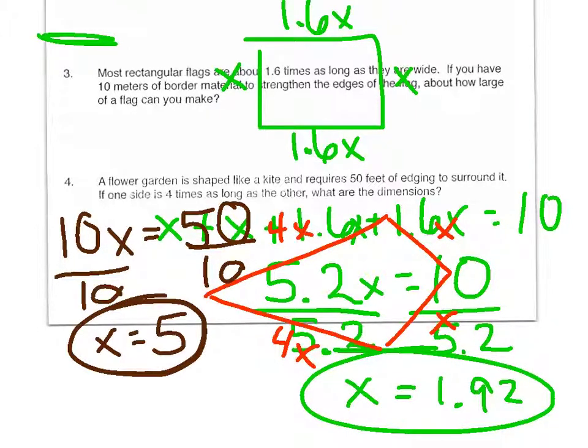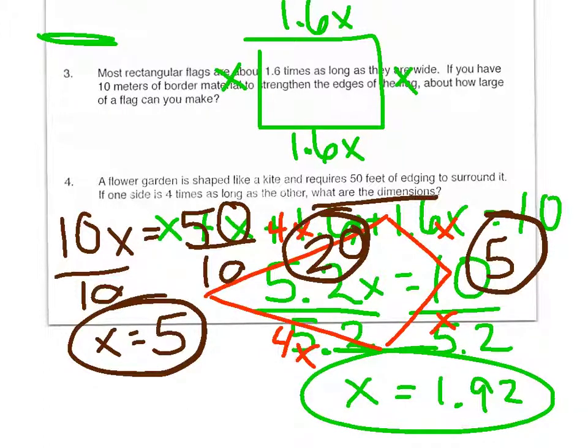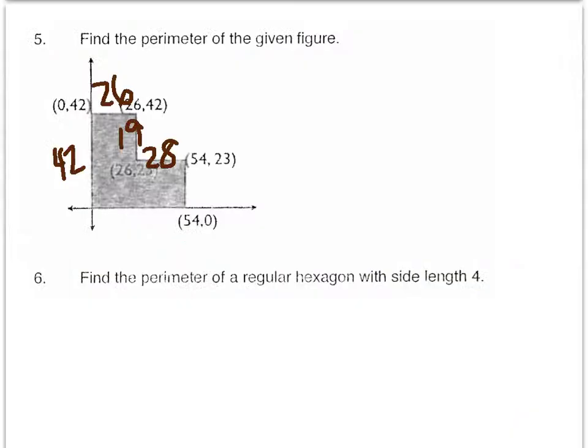Okay? x equals 5. But we want to know what the dimensions are. So these two shorter sides are going to have a length of what? 5 each. Together they would be 10, but 5 each. And the longer sides are going to have what length? 4 times 5, which would be 20. So your answers here are 5 and 20. Those are your dimensions.